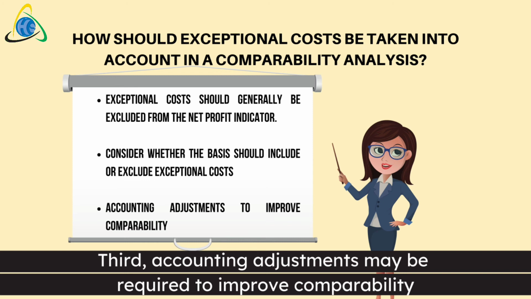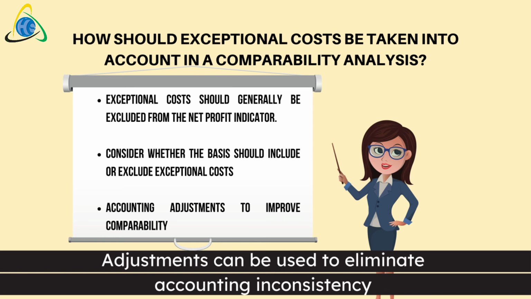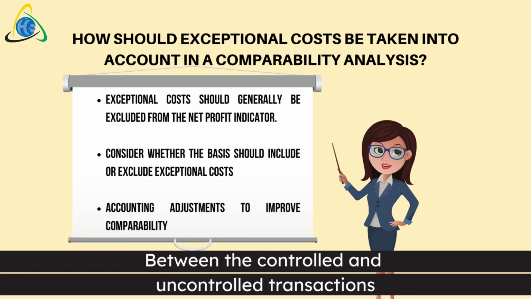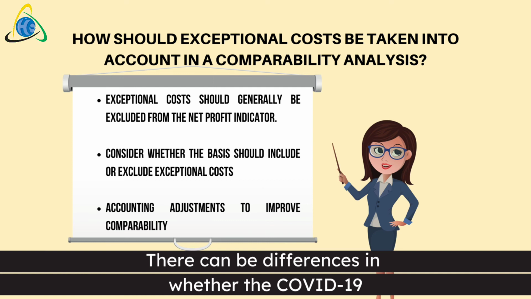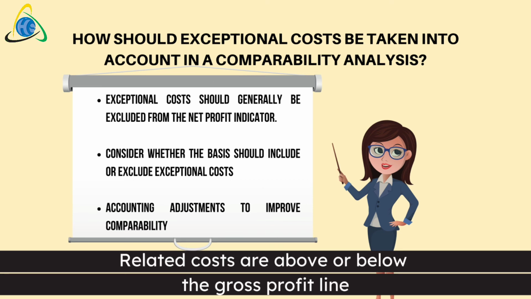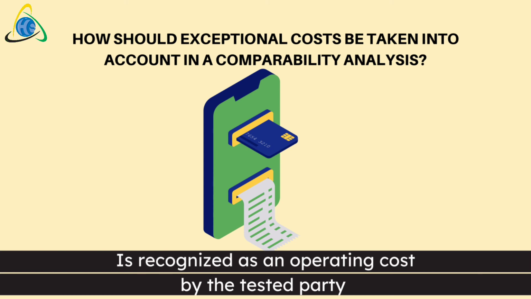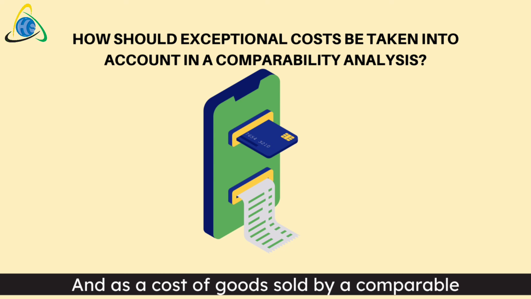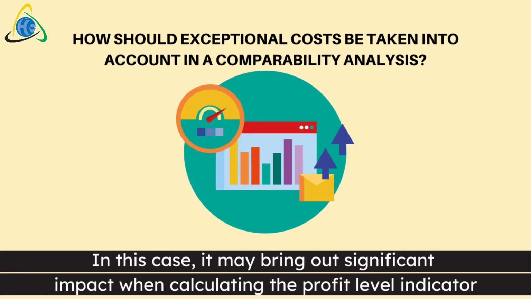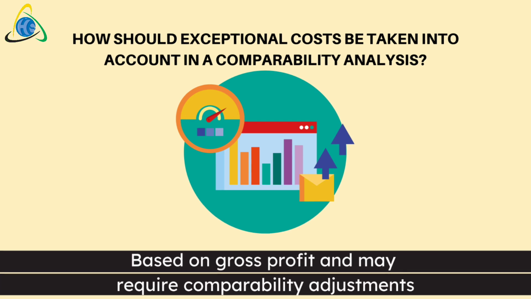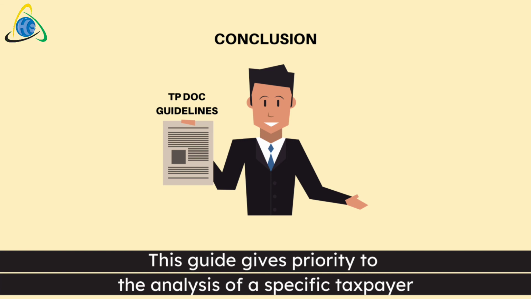Third, accounting adjustments may be required to improve comparability. Adjustments can be used to eliminate accounting inconsistency between the controlled and uncontrolled transactions. There can be differences in whether the COVID-19 related costs are above or below the gross profit line. For instance, the purchase of personal protective equipment is recognized as an operating cost by the tested party and as a cost of goods sold by a comparable. In this case, it may have a significant impact when calculating the profit level indicator based on gross profit and may require comparability adjustments.